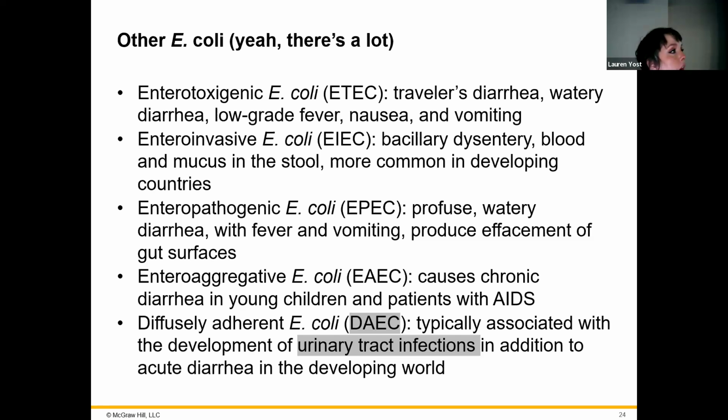But for now, let's move on to the bottom one, which is diffusely adherent E. coli, which will also come back up in the next chapter, our last chapter, chapter 23, when we talk about the genitourinary diseases. So diffusely adherent E. coli, they have fimbriae that are better able to attach to the cellular endothelium of the bladder and the urinary tract. And so this is the guy that leads to urinary tract infections. Like 80% of all urinary tract infections are caused by E. coli, and it's usually this diffusely adherent E. coli that just came from your own gut biome.